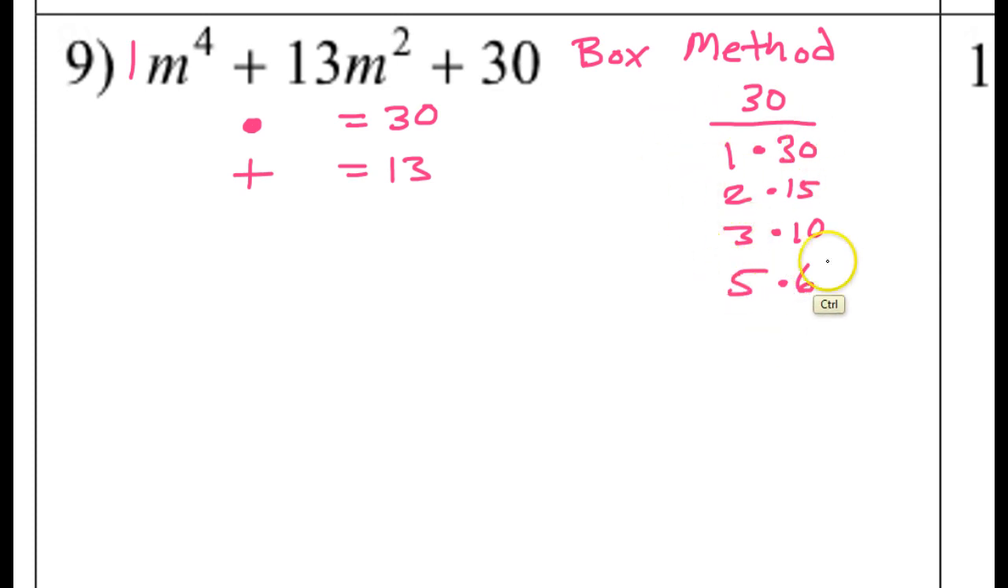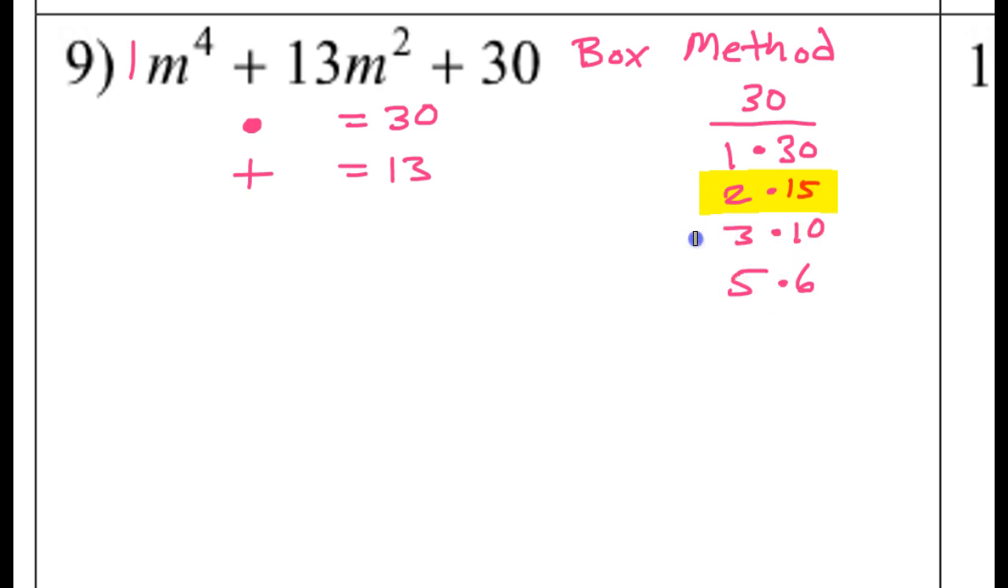Now, which pair of numbers will make a sum of 13 if I pick the signs right? So be careful, there are actually 2. I can make a 13 out of 2 and 15 if I have a negative 2 and a positive 15.